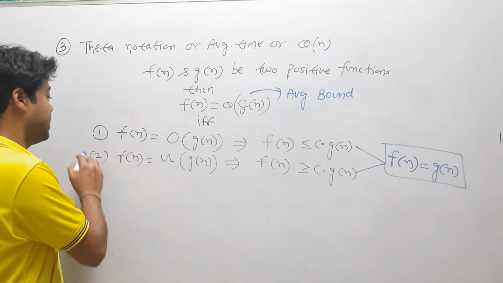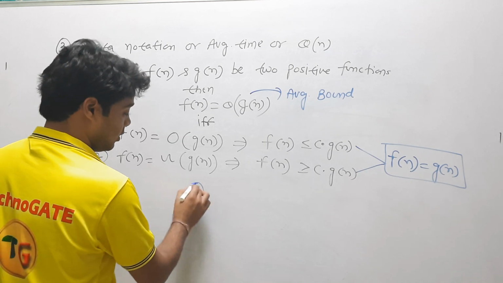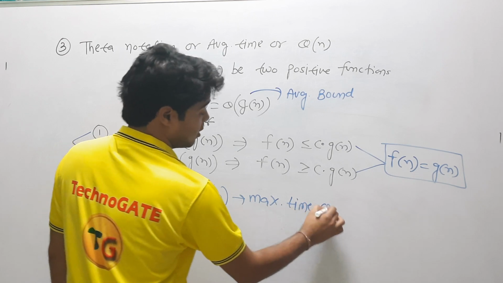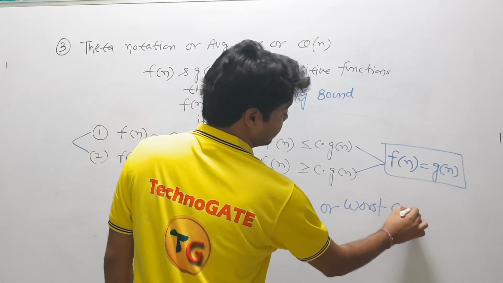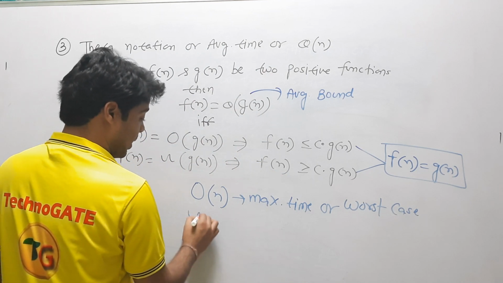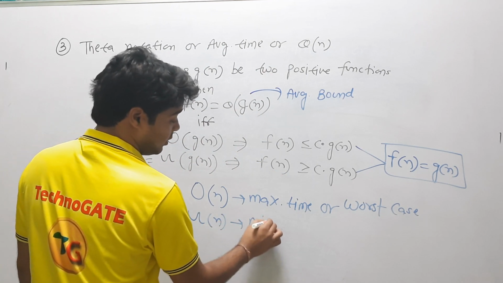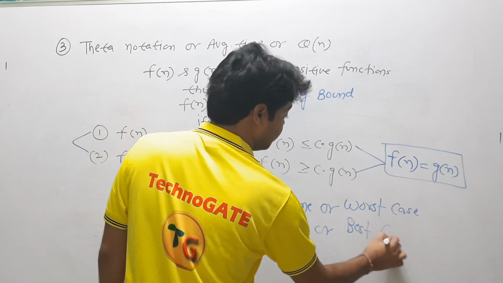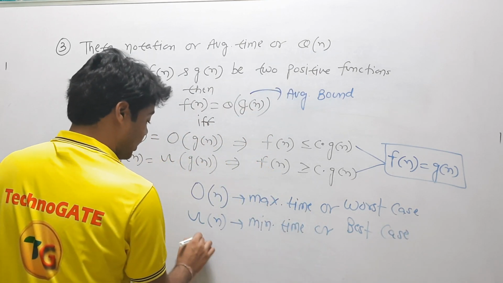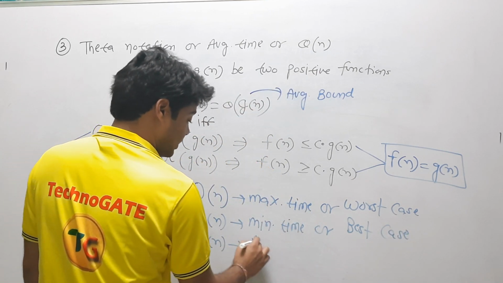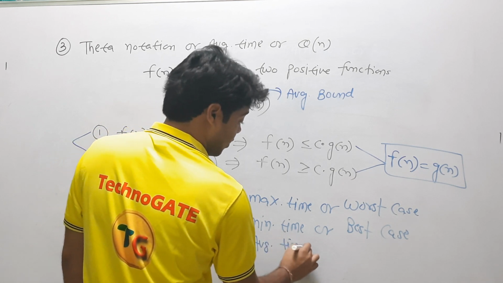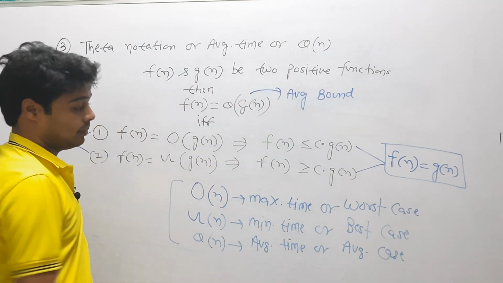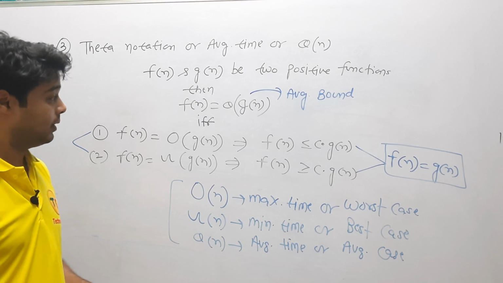So these are the three notations. Big O means maximum time or worst case time complexity. Omega of n is the minimum time or best case time complexity. Theta of n is the average time or average case time complexity. These three notations we are using.